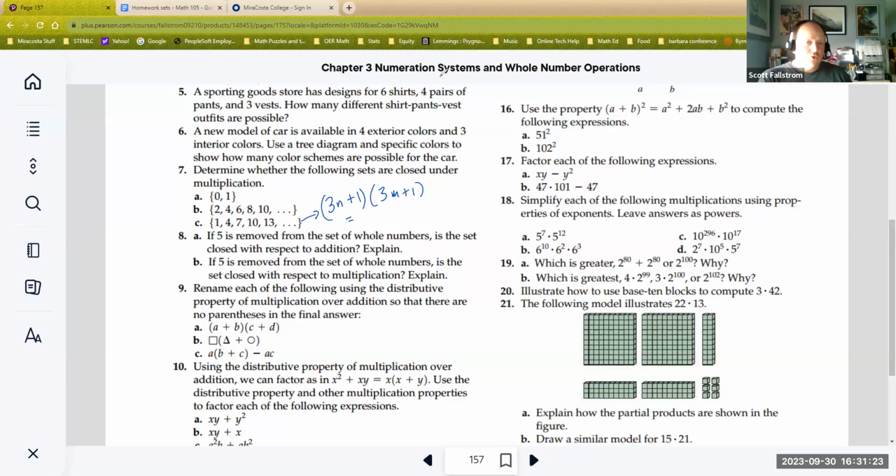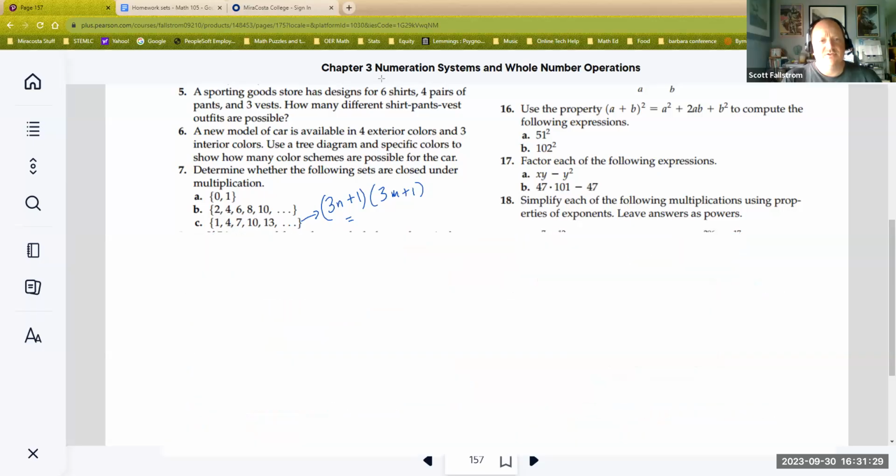Now, again, could you do some exploration first? And I would say yes, absolutely. So if you did a little bit of exploration, you could try some numbers, right? Well, 1 times 4, 1 times anything is going to be in the set, so don't worry about that. So 4 times 7, right? 4 times 7 is 28. Okay. Well, let's just keep counting up.